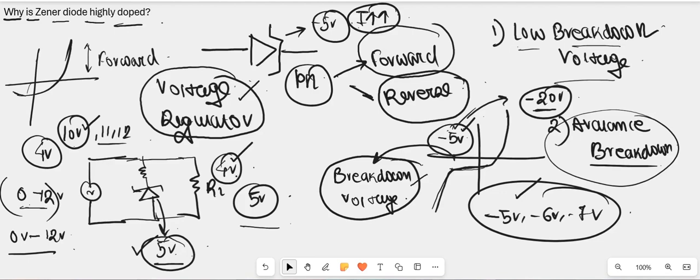So for this reason, we will be doping the Zener diode highly, okay, to maintain a low breakdown voltage and to control the avalanche breakdown while working as a voltage regulator.